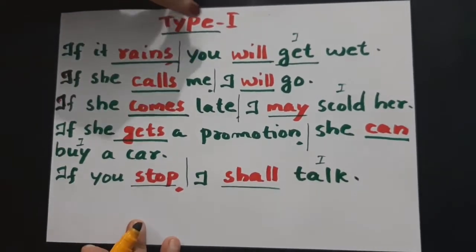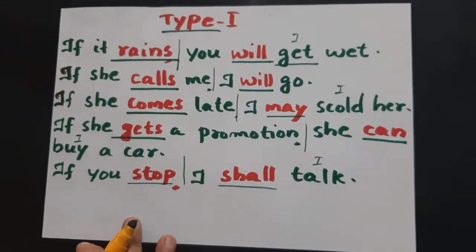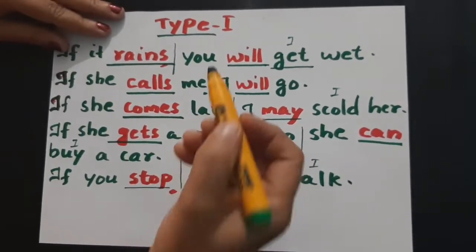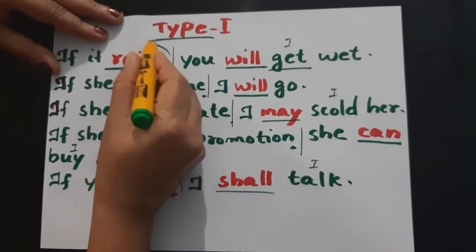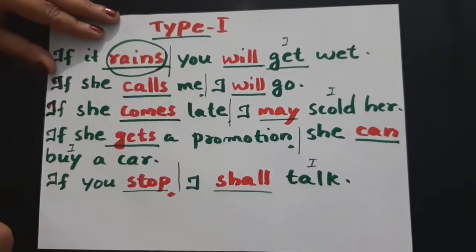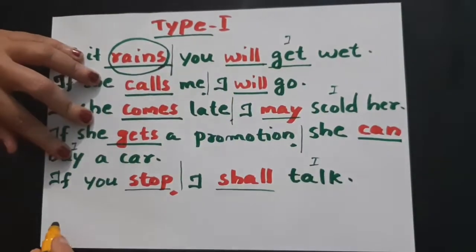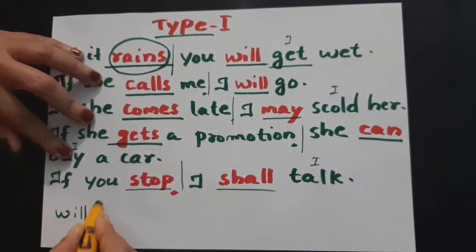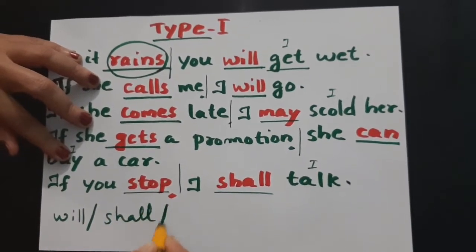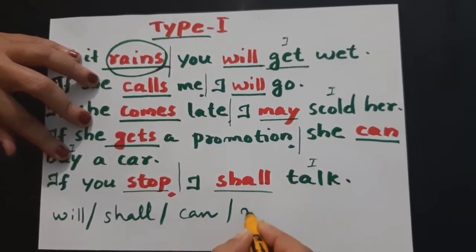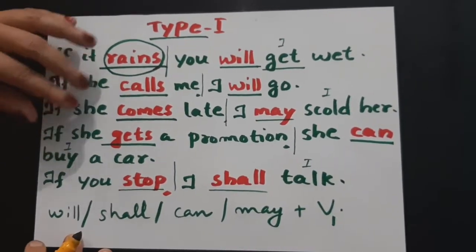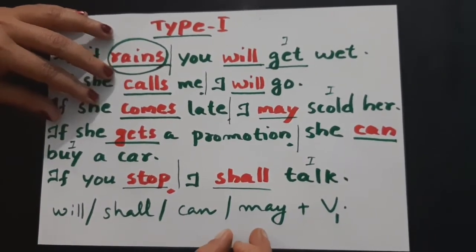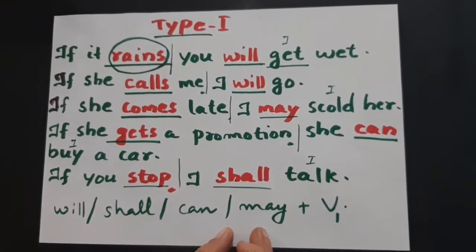So in type 1 conditionals, as I told you, in the if clause, you have the verb in the present form. And in the result clause, following the subject, you can use will or shall or can or may plus V1, the first form of the verb. Will, shall, can, may can be used according to the possibility. So that is it.